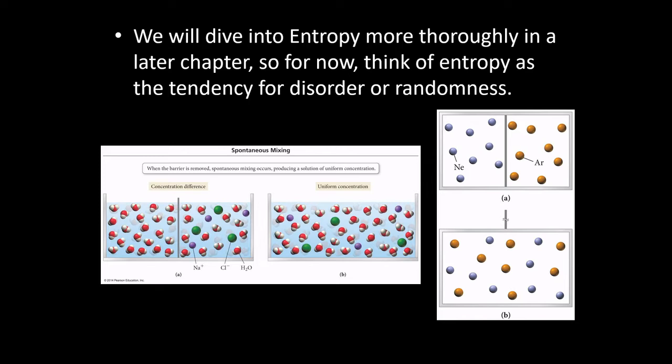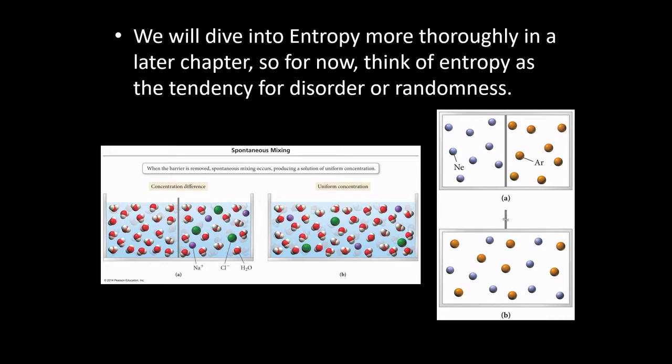Well, we're going to dive into entropy in a lot more detail in a later chapter. For now, we are going to think of entropy as the tendency for disorder or randomness. Maybe a slightly better way of thinking of it is entropy is the tendency for things to move towards being as spread out as possible. That's a slightly more accurate definition.